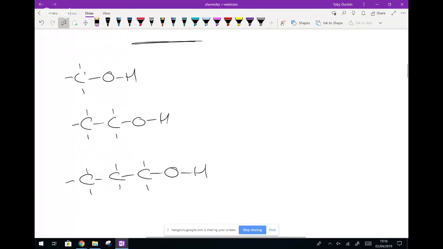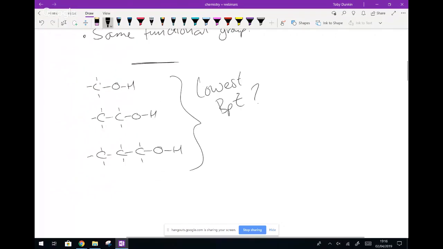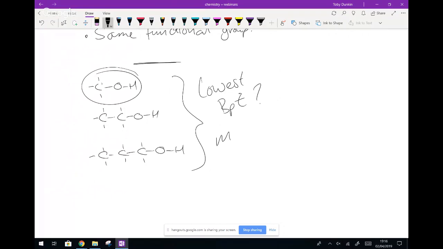Great question. So can I ask folks, out of all of these, can anyone tell me which one is going to have the lowest boiling point? It drops us into properties, and we're linking the properties back to our alkane family. I don't want to give it away. Which one has the lowest boiling point? Lucas put, I like it, first one. Thanks, guys. Absolutely spot on. So the lowest is going to be methanol.